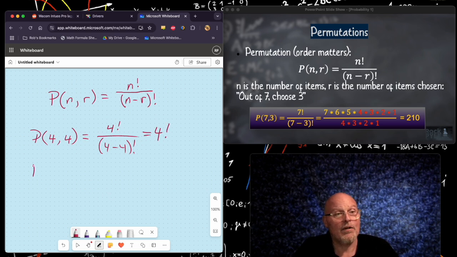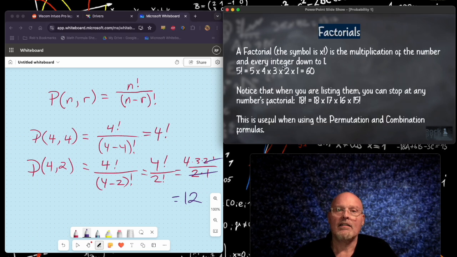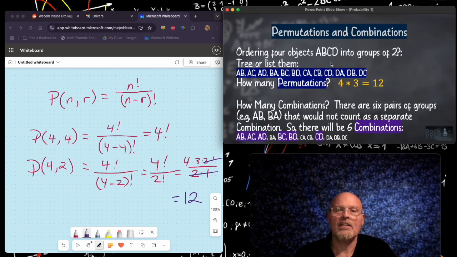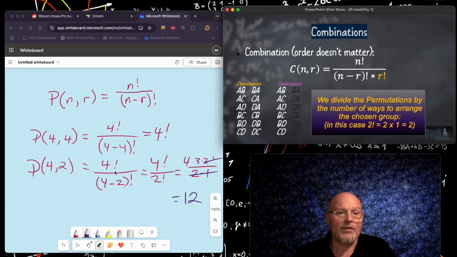Now for the second, when we did combinations of 2, we're doing 4 comma 2. So 4 total, choose 2. That's going to be 4 factorial divided by 4 minus 2 factorial, or 4 factorial over 2 factorial, which is going to be 4 times 3 times 2 times 1 over 2 times 1. I can cancel these, and I get that 12 that we had back up here. The 12 different permutations of 4 items into a group of 2. So we did the permutations, 4 choose 2. Now let's do another example.